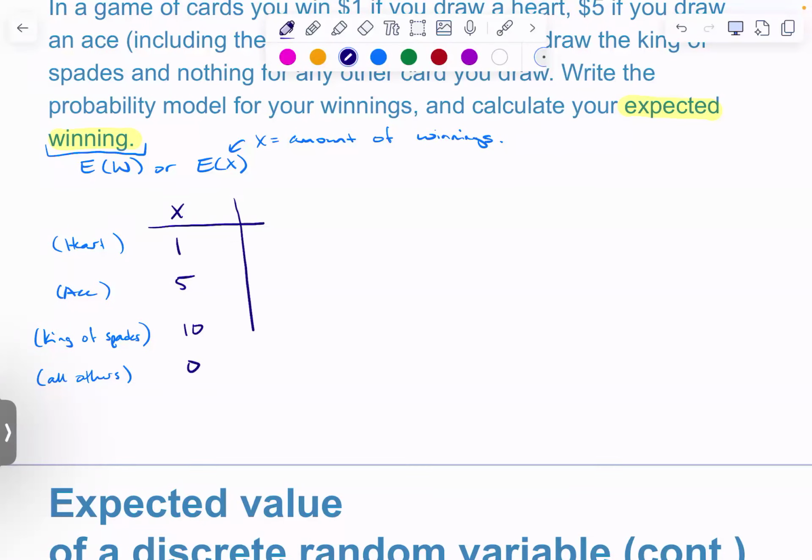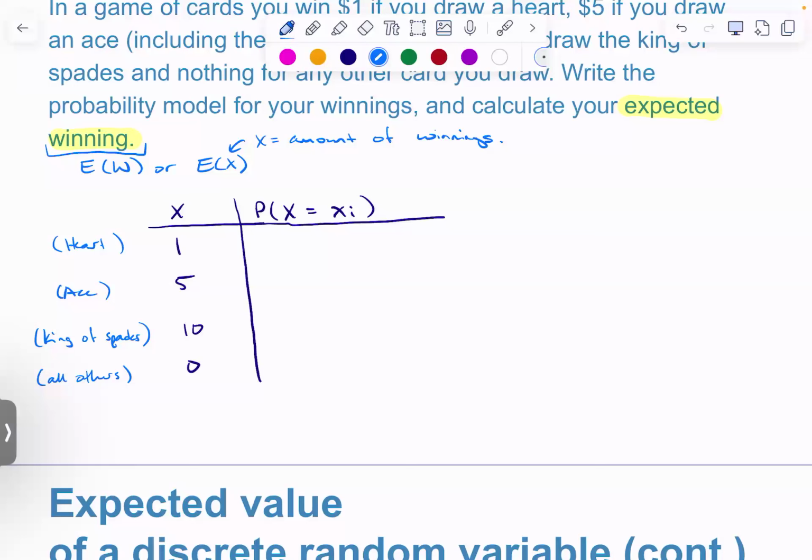Now for the hard part, the probability that X is equal to this specific outcome, right, for each of these. What's the probability that you draw a heart card? It's one of the 4 suits, and there are 13 heart cards, right? 13 out of 52.